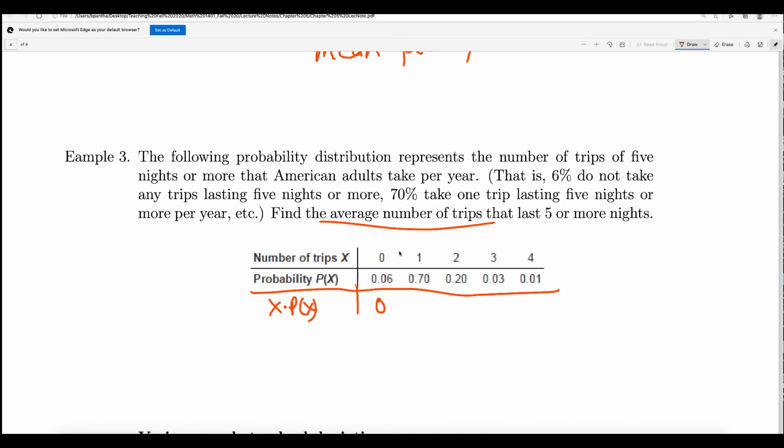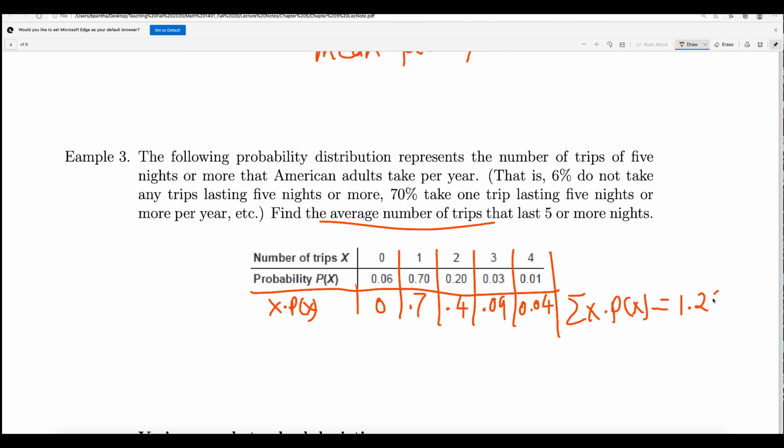This is 0, right? 0.7 times 1 is 0.7. Okay, and then 2 times 0.2 is 0.4. 3 times 0.03 is 0.09. 4 times 0.01 is 0.04. If you add that, the summation of x times px is 0.7 plus 0.4 is 1.1, right? Plus 0.09 is 1.2, plus 0.04 is 1.24. So this is basically the value of the mean.